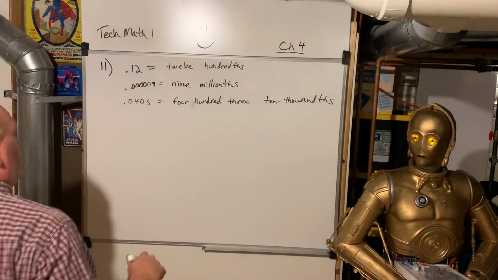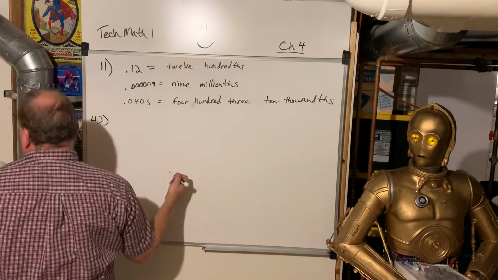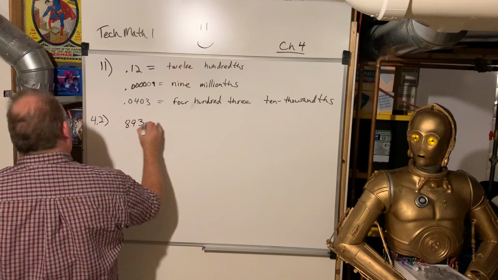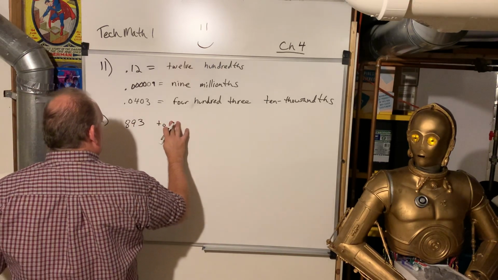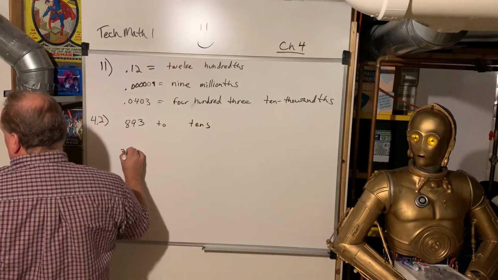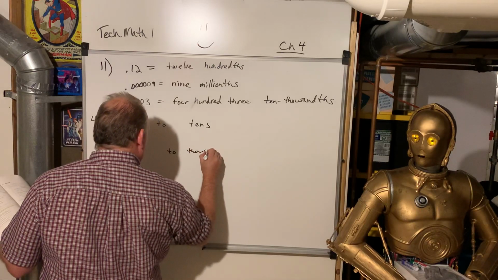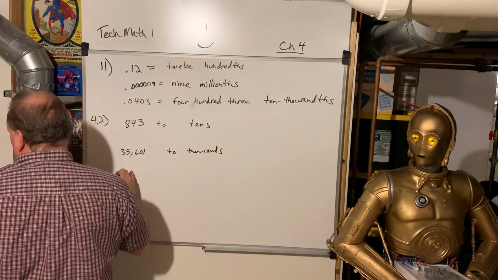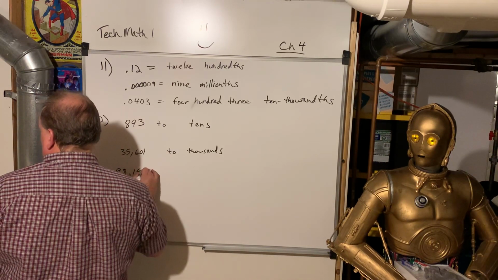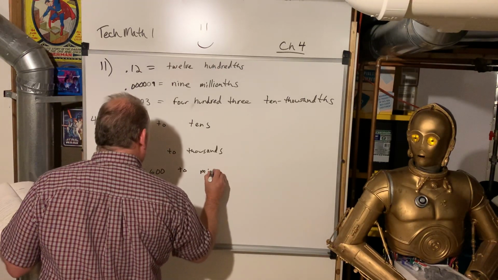Awesome. Let's look at 4.2. That was 4.1. So if you look at 4.2, we're doing rounding. And so just simple rounding right now. 893 to tens. And 35,601 to thousands. And 98,199,600 to millions.